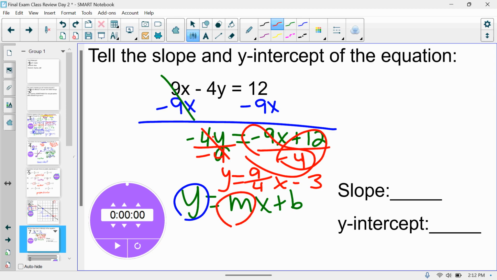So now I can look at m to find my slope, 9/4. Remember we talked about yesterday, don't put x. Slope is the number in front of the x. It's the m, okay? And then b is our y-intercept, and that's negative 3.